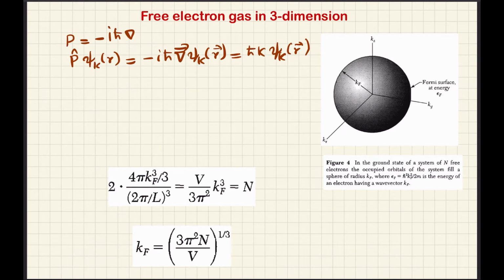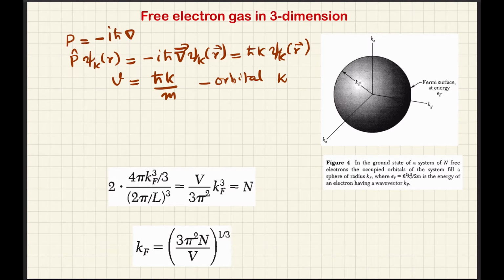Now, the velocity of the particle in the orbital k is written as v equal to h cross k by m, since h cross k is the momentum. If you divide the momentum by the mass, you get the velocity of the particle in the orbital represented by the k value k.